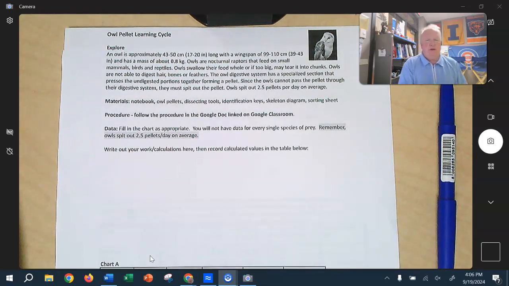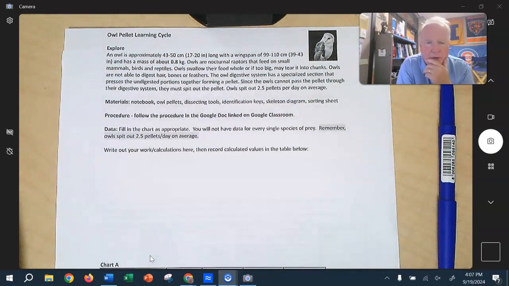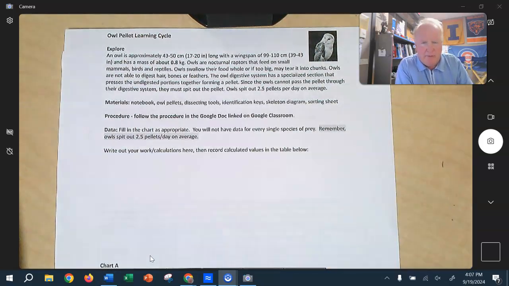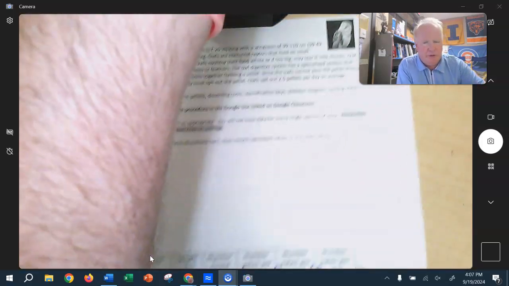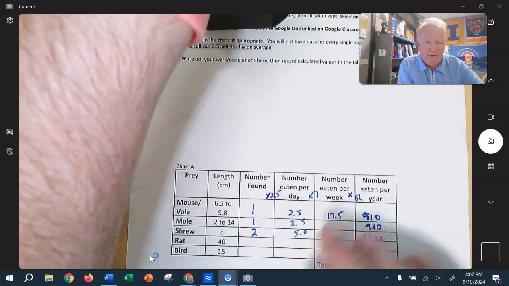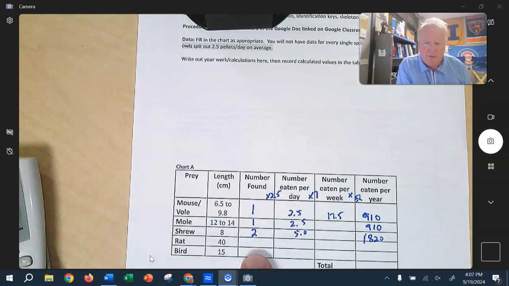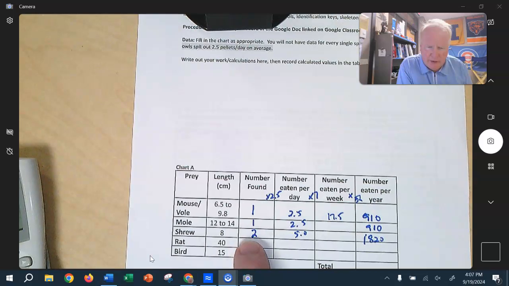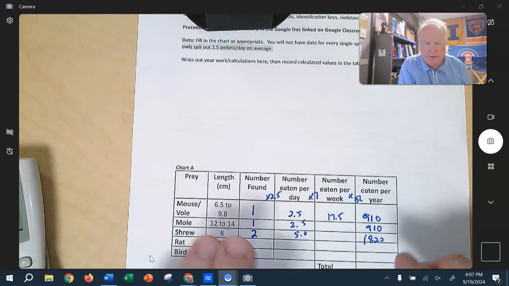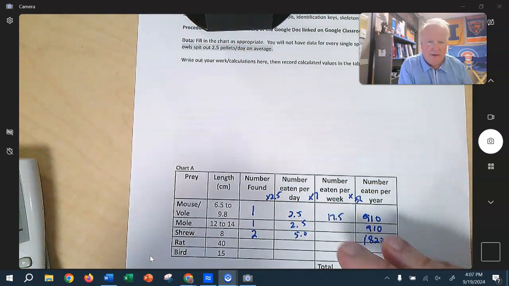All right, so let's say you're anybody right now. If you still haven't done the lab, then grab somebody you know and get their data. They're going to tell you, I found in my pellet, let's say four things: one mouse, one mole, and two shrews. Whatever their number is, just copy their number and go from there.